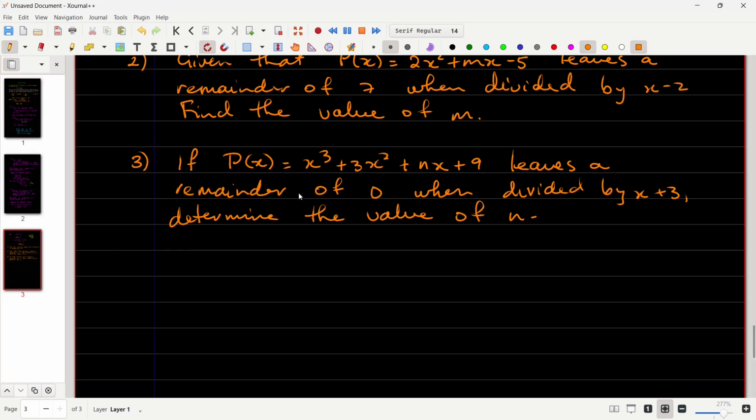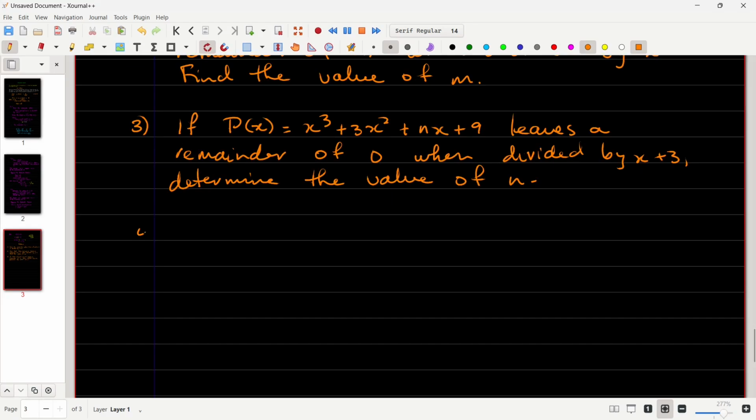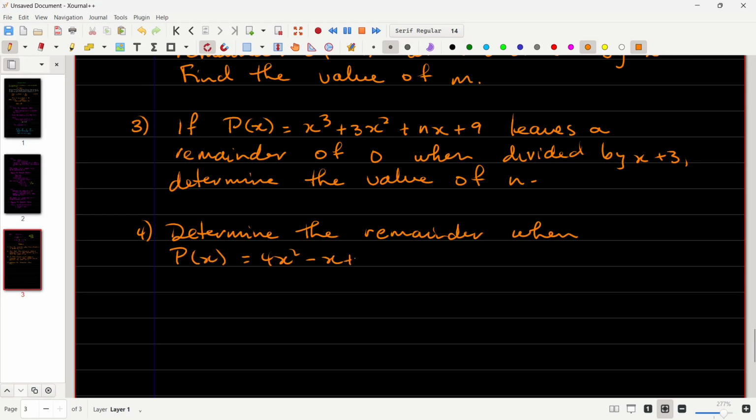All right, let me just give you some challenging ones as well. So determine the remainder when p of x is equal to 4x squared minus x plus 2 is divided by x plus a half.